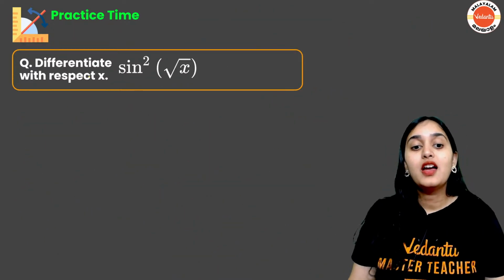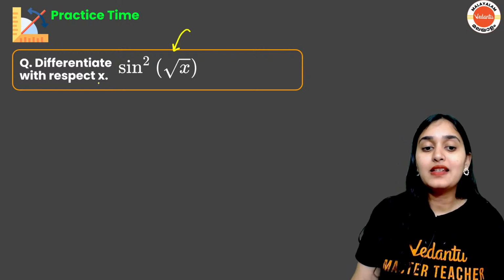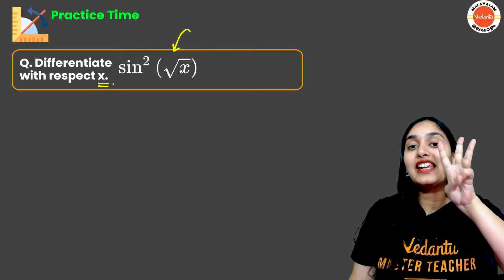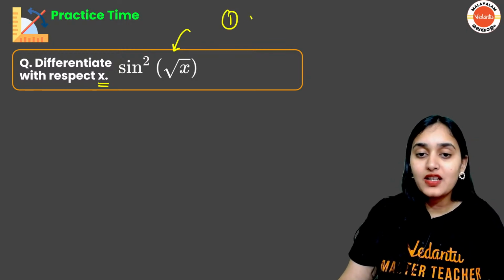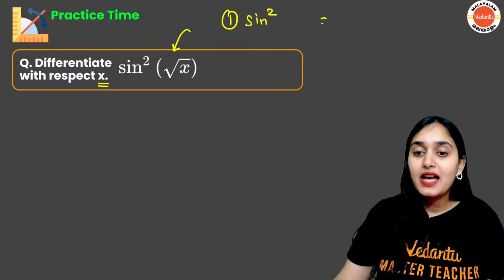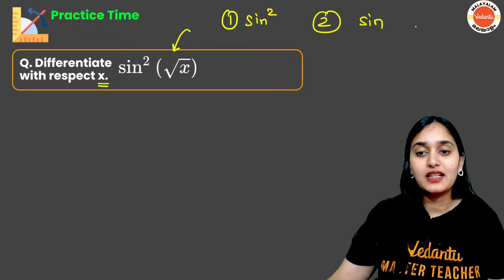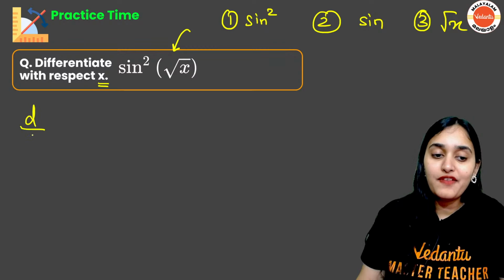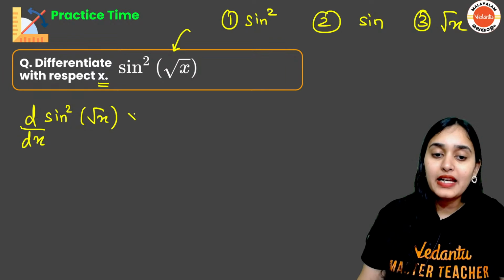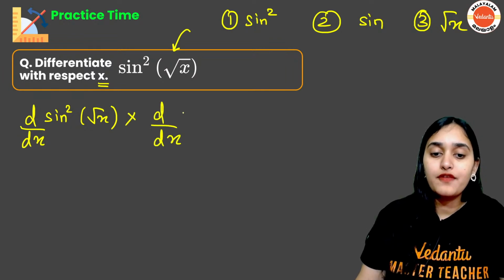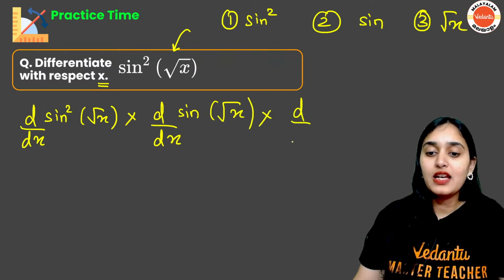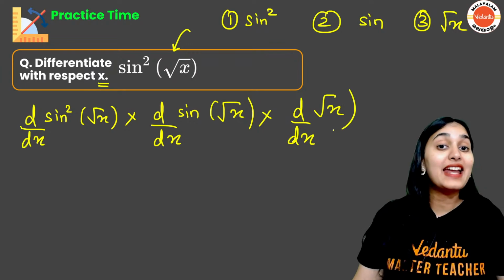Okay, next question. Differentiate this function with respect to x. Let's differentiate it. Now here there are three functions. First function is sine square function. Second function is sine function. Third function is root x function. So it will be basically differentiation of sine square root x into differentiation of sine root x into differentiation of root x. Chain rule, okay.